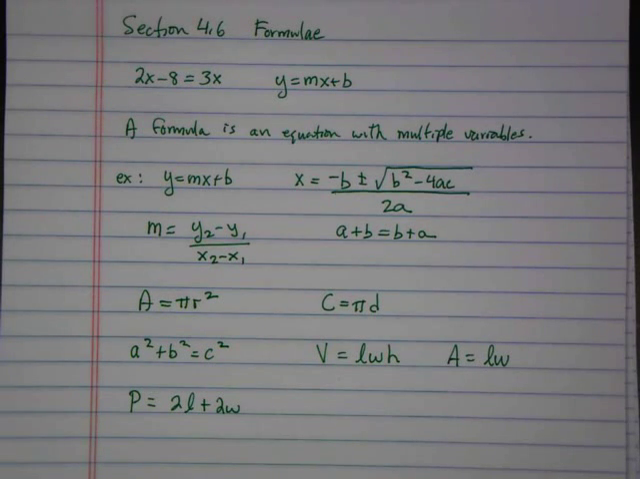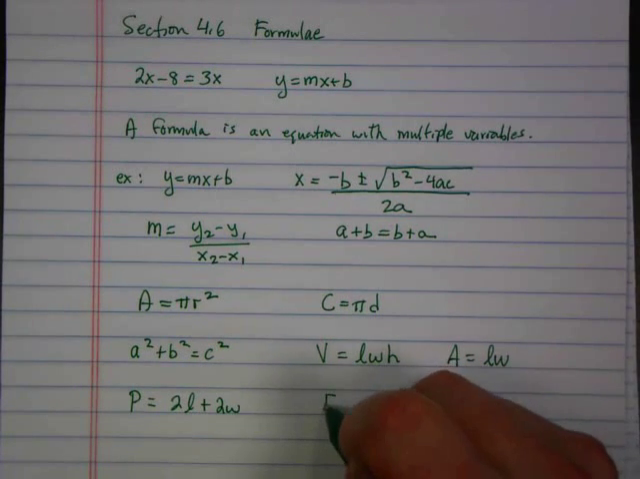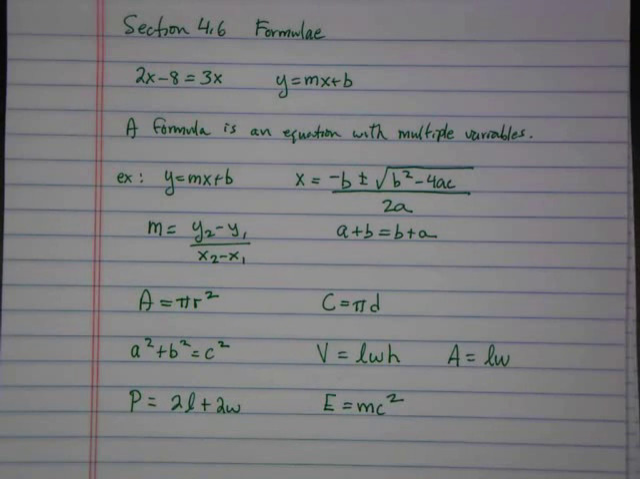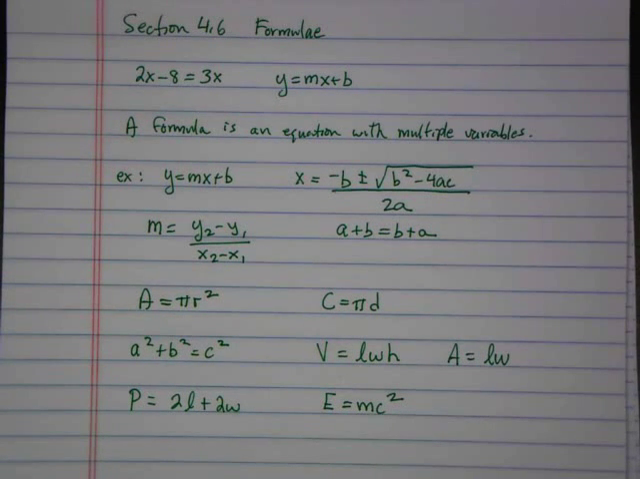Somebody said another one: E equals mc squared. That's a very famous formula. Einstein said it. E stands for energy, m for mass, times the speed of light squared. Energy is mass times the speed of light squared. That's the formula that led to the creation of the atomic bomb.